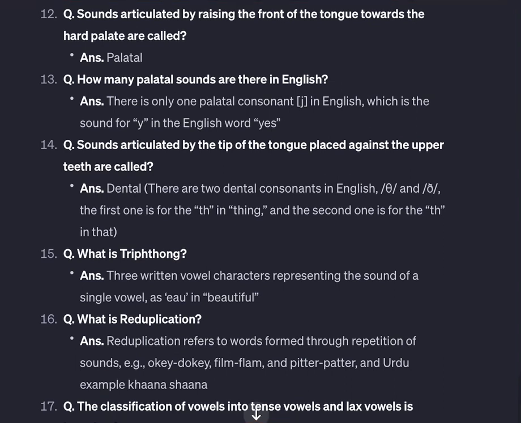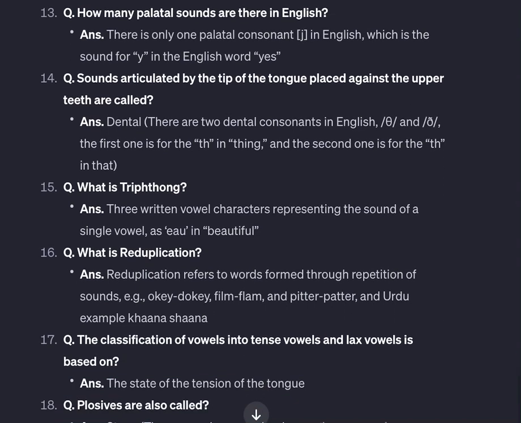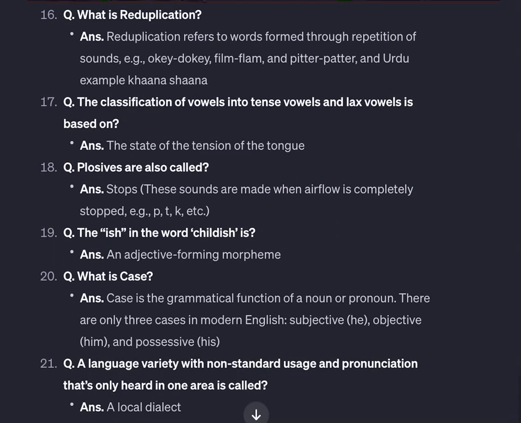16. Q. What is reduplication? ANS. Reduplication refers to words formed through repetition of sounds, e.g., okie dokie, flimflam, and pitter-patter, an Urdu example "kana shana". 17. Q. The classification of vowels into tense vowels and lax vowels is based on ANS. The state of the tension of the tongue.